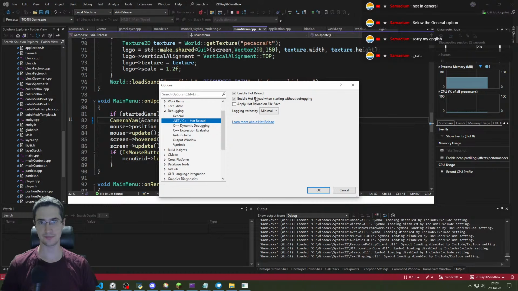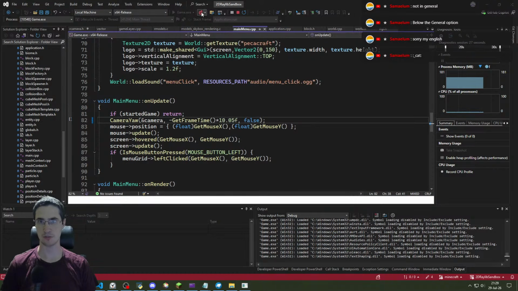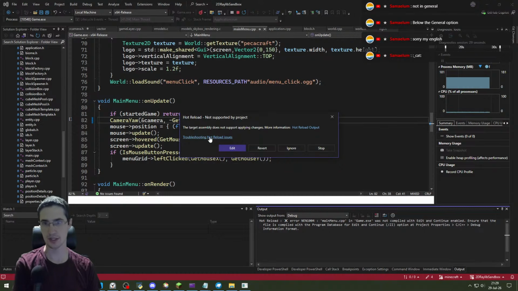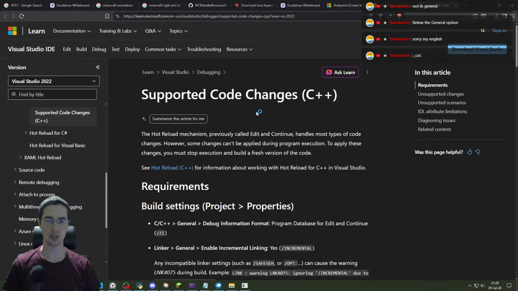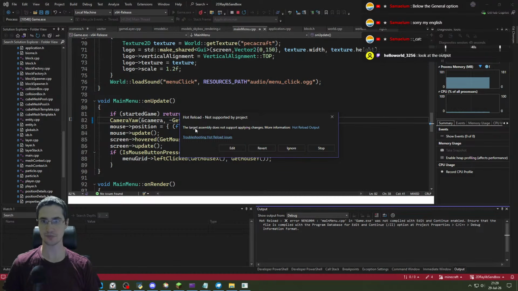And not much useful options here. And if I press this, what does it say? Let's troubleshoot hot reloading issues. Chat, I'm spending a lot of time on hot reload because if we manage to have it, it will be an extreme time saver, chat.